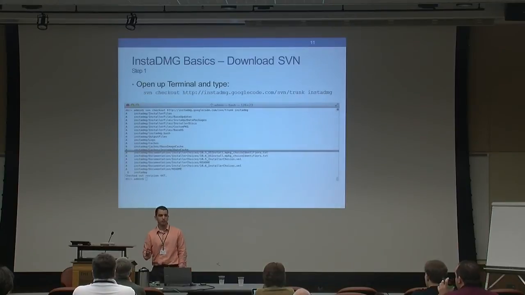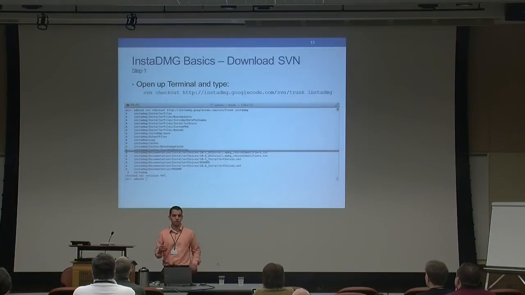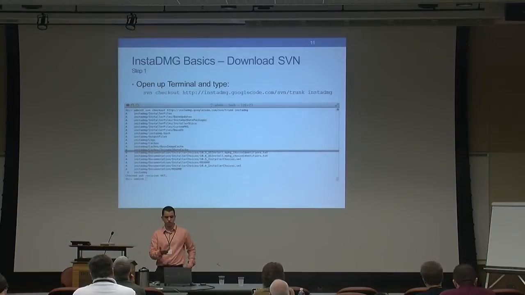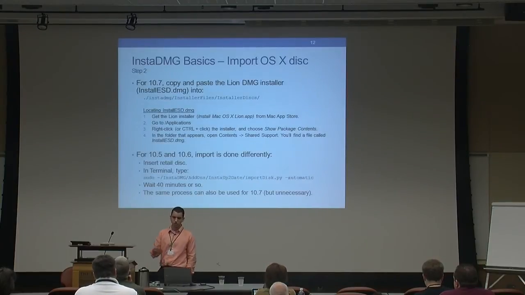All right, so I'm going to show you how to create an image using InstaDMG in 3 easy steps. The first thing you'll want to do is open up Terminal. It's a command line tool, and you just write this command here. It downloads the SVN repository for InstaDMG, and it creates a folder in your home user directory. Then you see a bunch of lines as it downloads, pretty straightforward. Then you move on to step 2, which is importing the OS X retail disk.